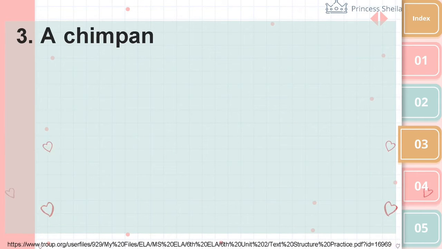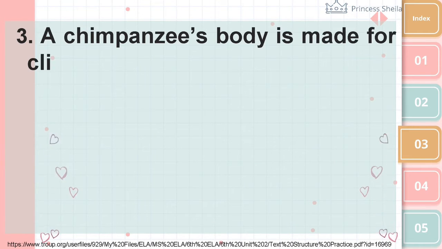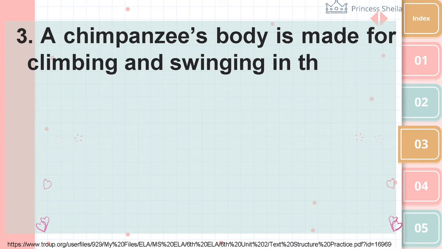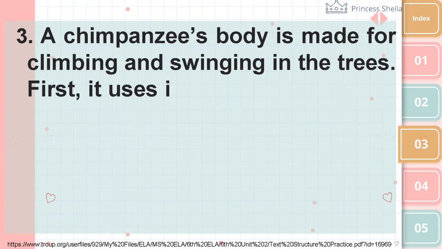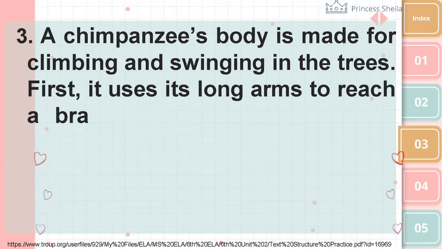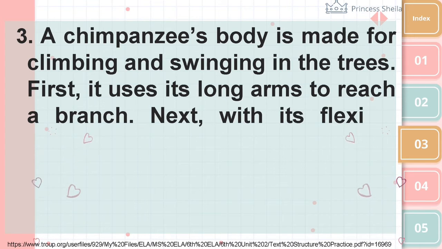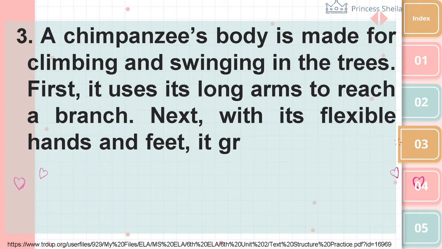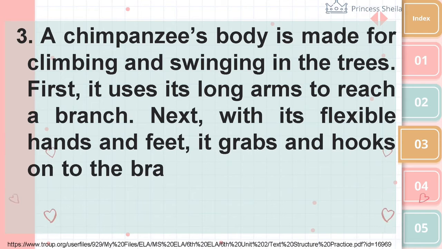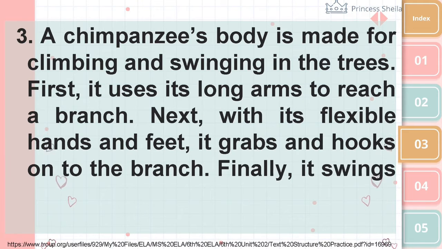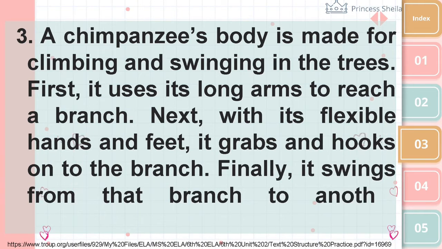3. A chimpanzee's body is made for climbing and swinging in the trees. First, it uses its long arms to reach a branch. Next, with its flexible hands and feet, it grabs and hooks onto the branch. Finally, it swings from that branch to another branch of tree.